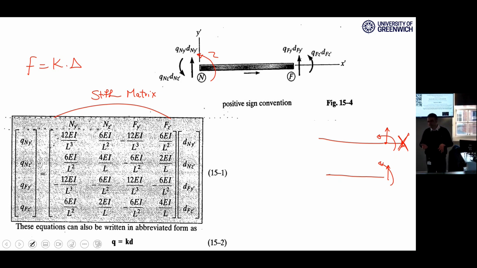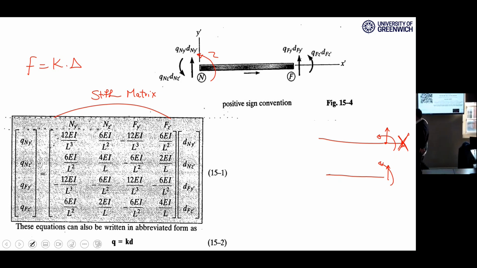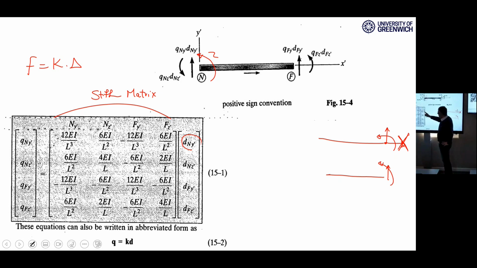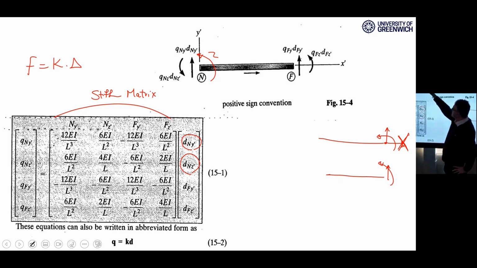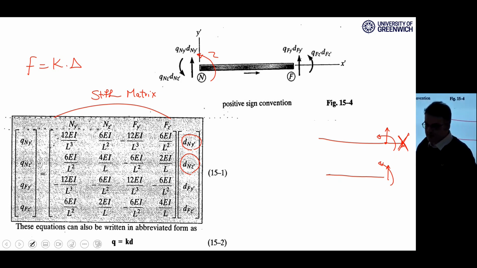Because we have 4 degrees of freedom for this element, these are deformations: dn y prime. dn means deformation at the near end along the y prime axis. dn z prime, deformation at the near node, which is here. We have near node and far node. Along Z prime is rotation. Deformation along the Z prime means rotation. Rotation is a kind of deformation anyway.